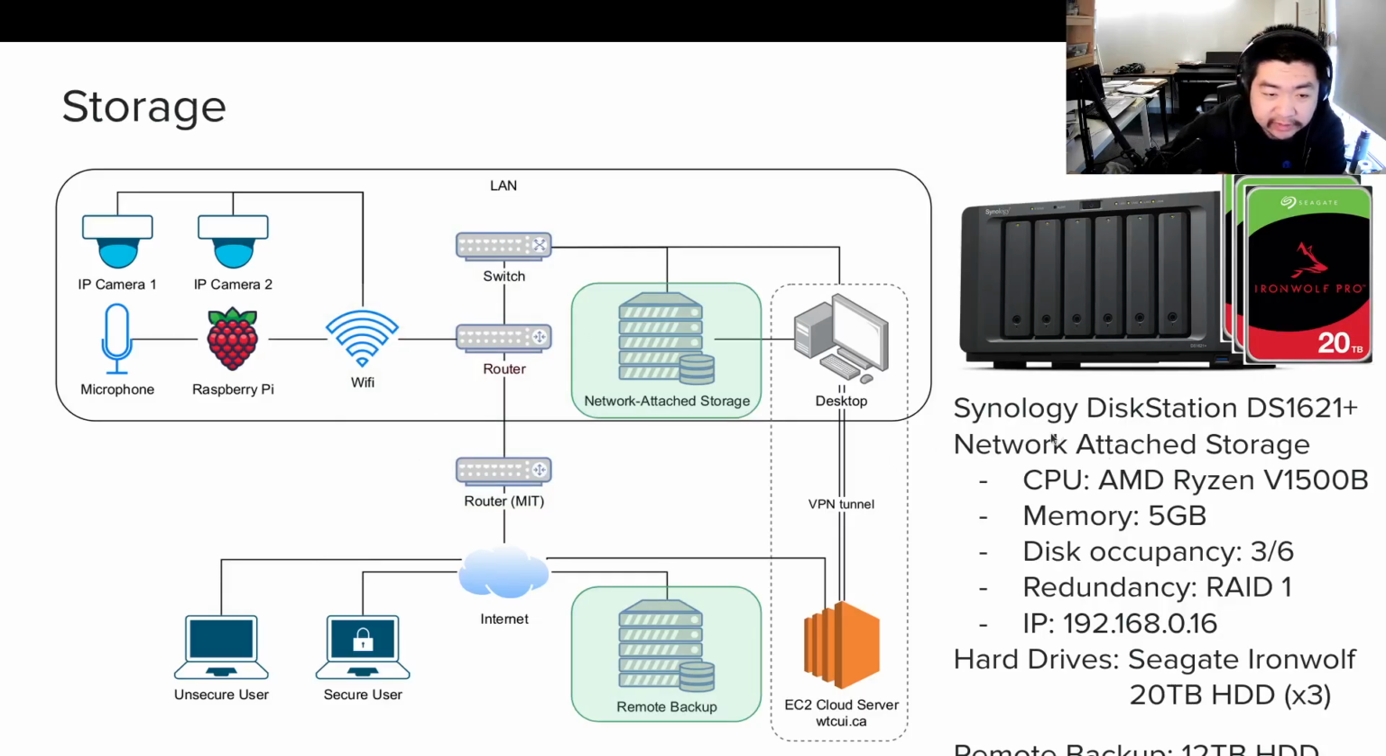Okay, how about storage? Here's where I got a Synology Disk Station. This is the model. NAS is short for Network Attached Storage, meaning it's a storage that can communicate with this local network in this case. It has 6 drives, of which 3 are currently filled with 20 terabyte Iron Wolf Seagate hard drives. These things cost a fortune. I mean, so did this thing. We can get into that in a bit.